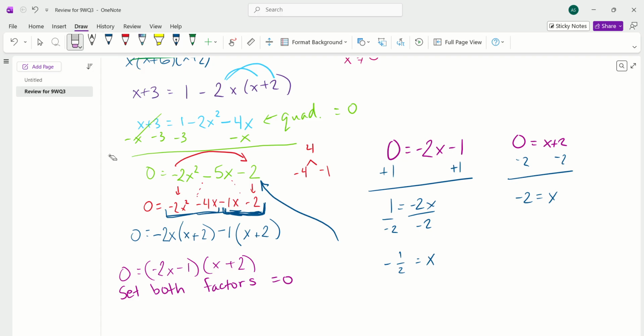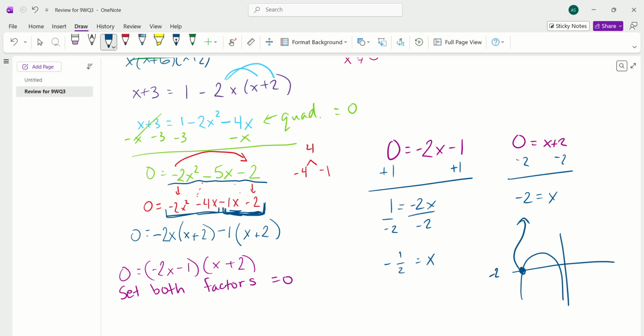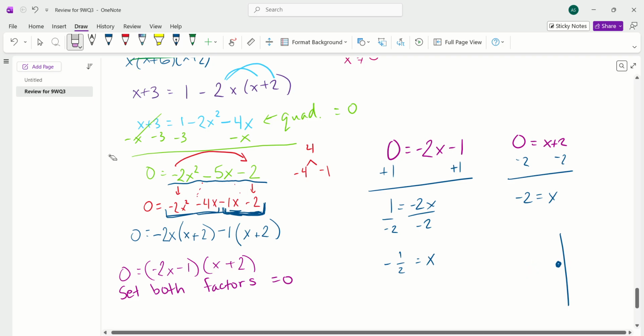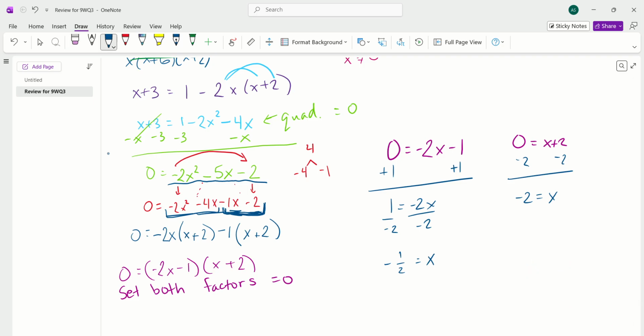Again, if this was too much for you, you can go back to this step, and instead of doing all this algebra, what you can do is graph negative 2x squared minus 5x minus 2, and you would get a graph that looks something like this. This right here would be negative 2, and this right here would be that answer, negative 1/2. So you can get around the algebra if you're not confident with that method.